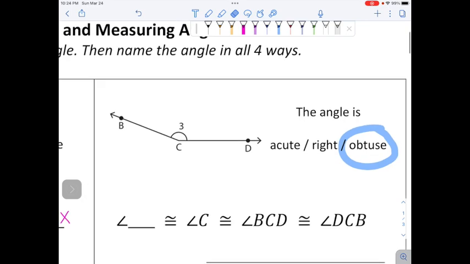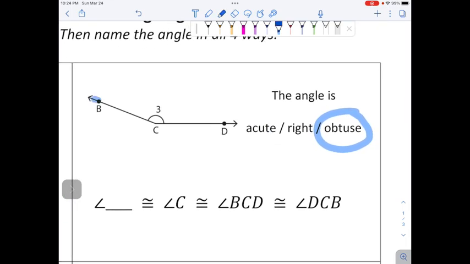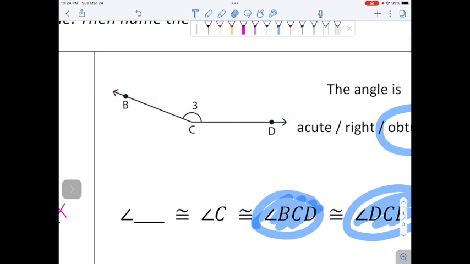Okay, so we have some different ways that we can label this angle. We can call it B to C to D. That's this one. We can call it D to C to B. That's this one here on the end. We can call it angle C. Do you see how it's right there next to the arc? So we can call it angle C. And the last thing that we can call it is that number that's right there next to the arc. So that's number 3.